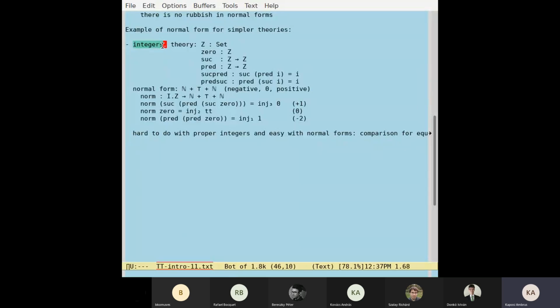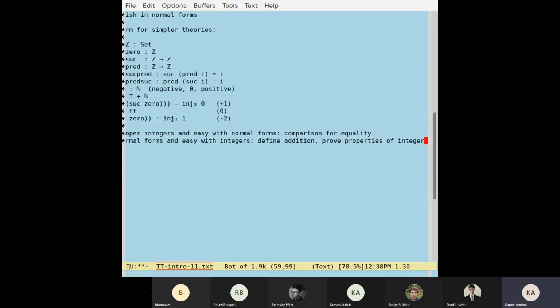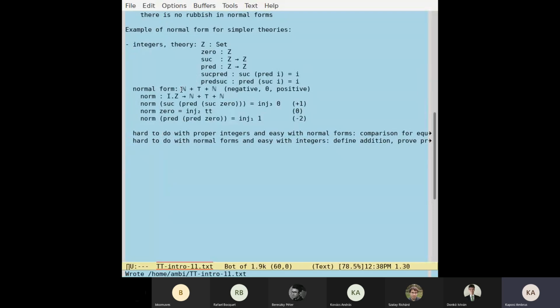But I mean, here in this very simple case, you might have asked, why didn't we define integers like this in the first place? So why do we define integers in this complicated way and not in this simple way? And there's an answer to that. So hard to do with normal forms and easy with integers is, for example, define addition or prove properties of integers.